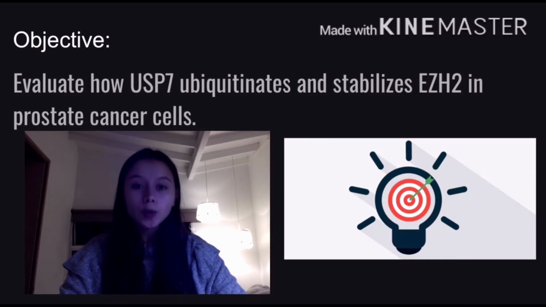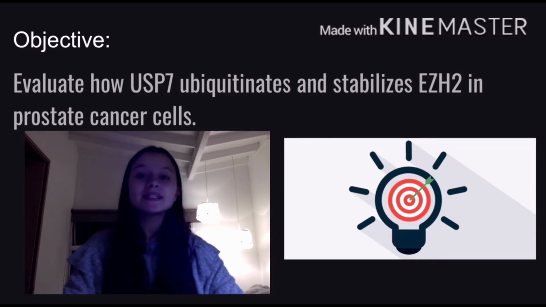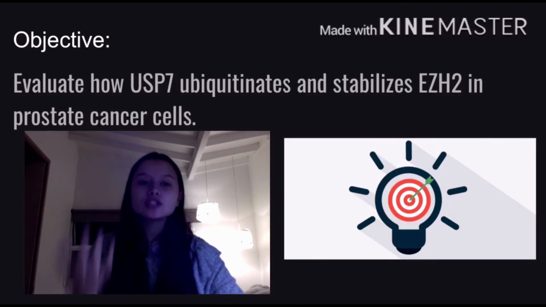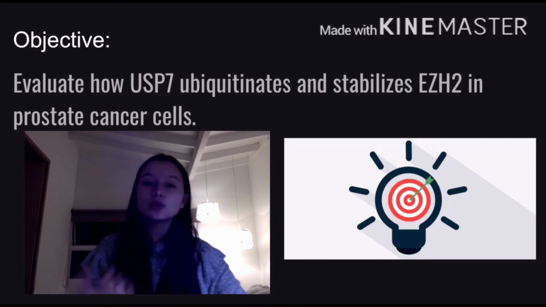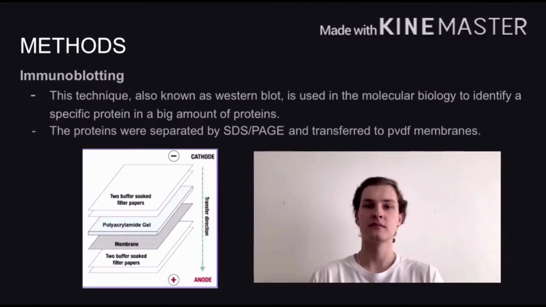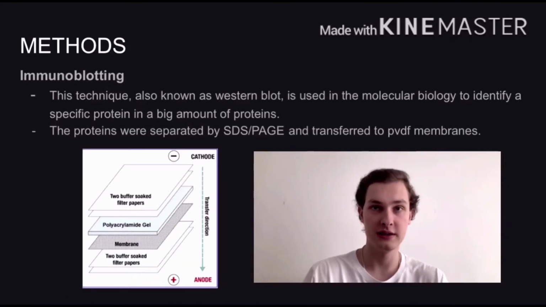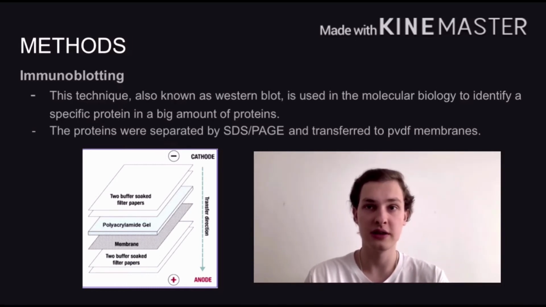The objective of this article was to evaluate how USP7 ubiquitinates and stabilizes EZH2 in prostate cancer cells. The methods used in this experiment were immunoblotting. This technique, also known as Western blot, is used in molecular biology to identify a specific protein in a big amount of proteins. The proteins were separated by sodium dodecyl sulfate polyacrylamide gel electrophoresis and transferred to membrane and filter papers for Western blotting.